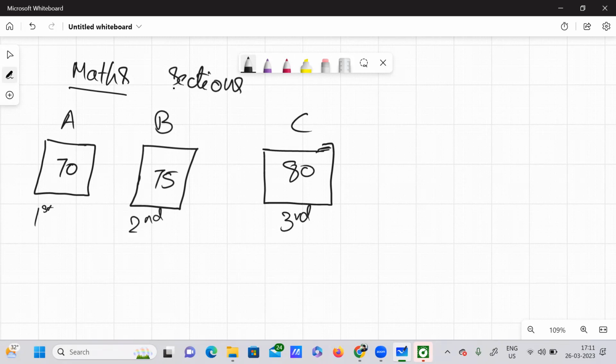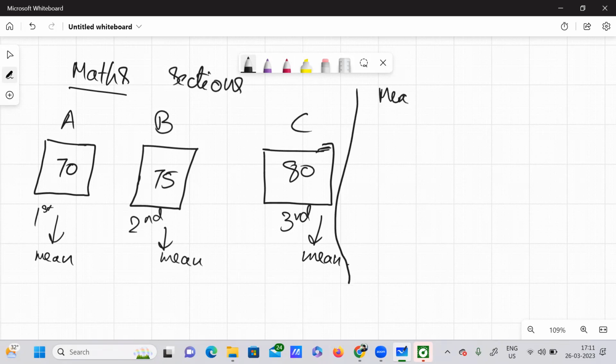So these are the three different groups, and for each of these groups I have calculated the mean here. 70 is the mean of this A section, 75 is the mean of this B section, and 80 is the mean of this C section. Now I want to know what is the mean for the combined group. I have mean for A, B and C individually. But what if I want to find the mean for this entire A, B, C? So how to do that?